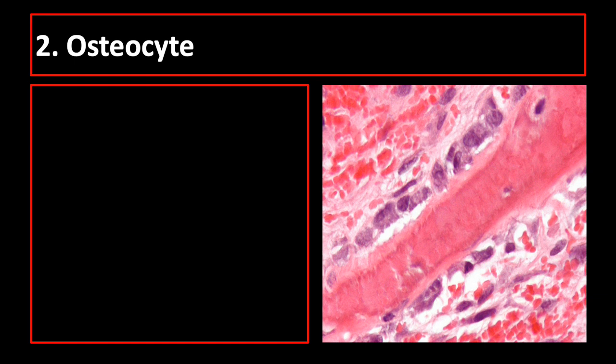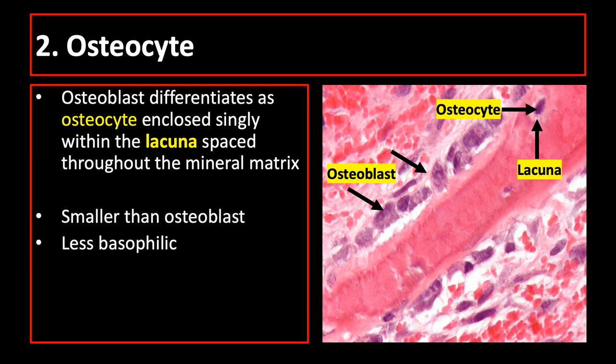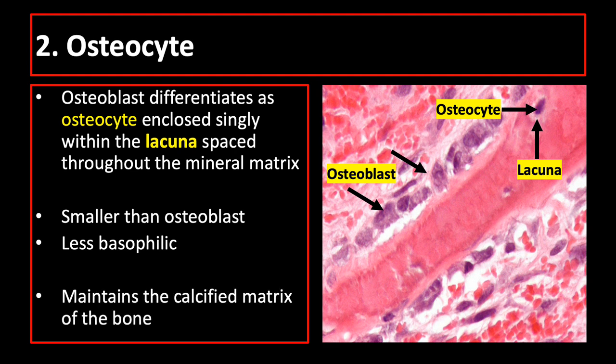The next cell type is osteocyte. Osteoblast differentiates, or matures, to become osteocyte. It is enclosed singly within a space called lacuna. It is smaller than osteoblast and less basophilic. And one of the functions of osteocyte is that it maintains the calcified matrix of the bone.